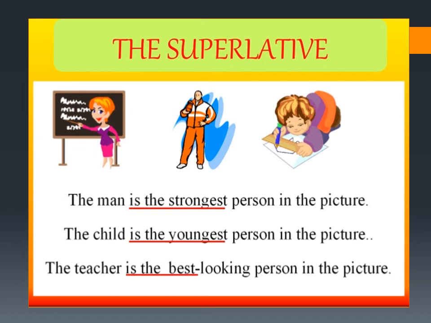Now children, one more thing to remember in superlative degree is you always precede the adjective with the. The strongest, the youngest, the cheapest, the smartest. You always use the before the superlative form of degree, children. Remember.